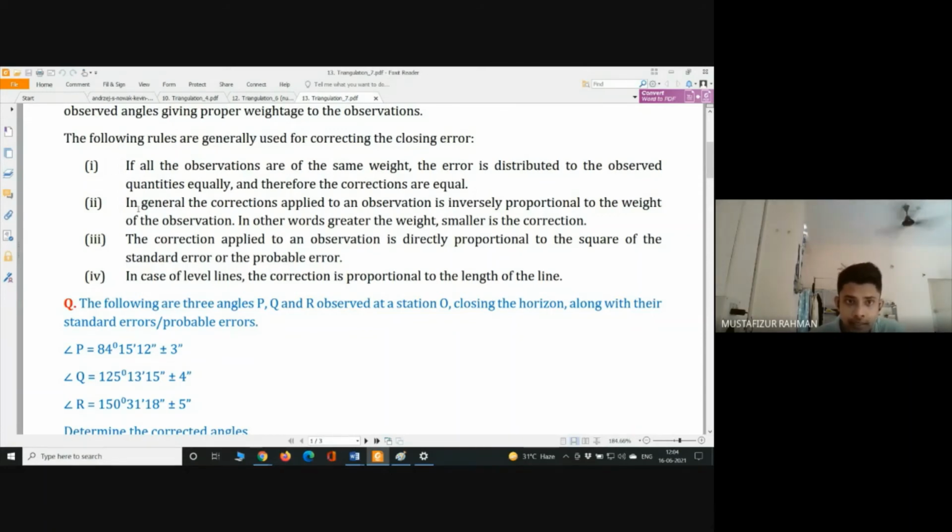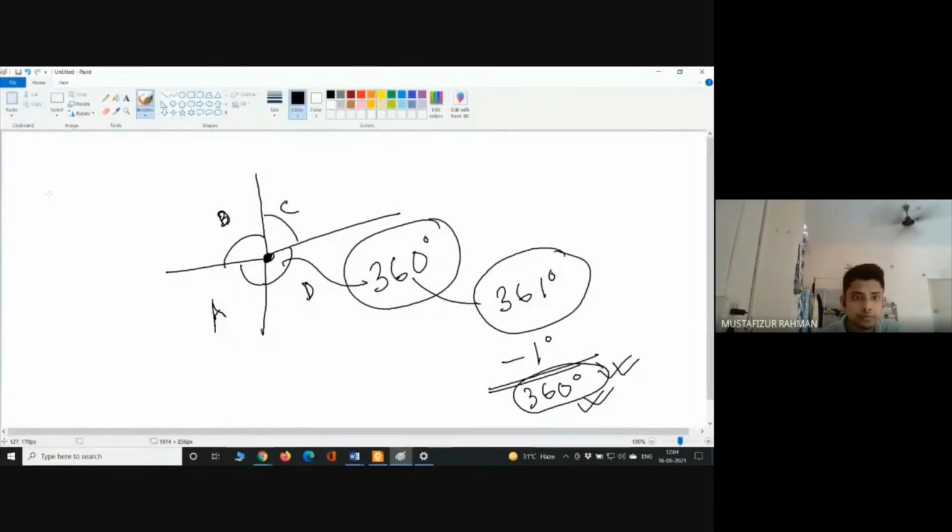Fine. Then the second observation, the correction is inversely proportional to the weight of the observation. First one is so easy. If all the weights are same in the angles that we have measured, then correction will be same. Because weight is same, so the reliability is same. The probability of making an error is same. Okay, that's why. The second is correction is inversely proportional to the weight.